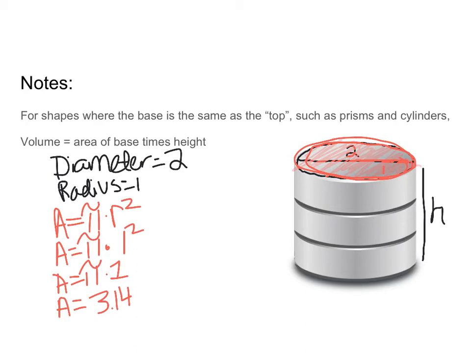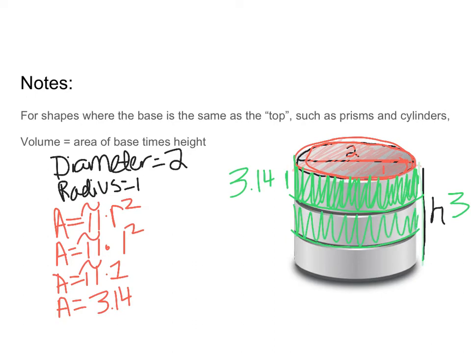Now, we also have a height, because this is not just a circle, this is a cylinder. And so that height, let's say that it's 3 units high. And we can kind of have a visual of those 3 units. So what this means is that this top section right here would be 1 high. So 3.14 would be our volume for that section, because it's just 1 high. And then we'd have another 3.14 and another 3.14.